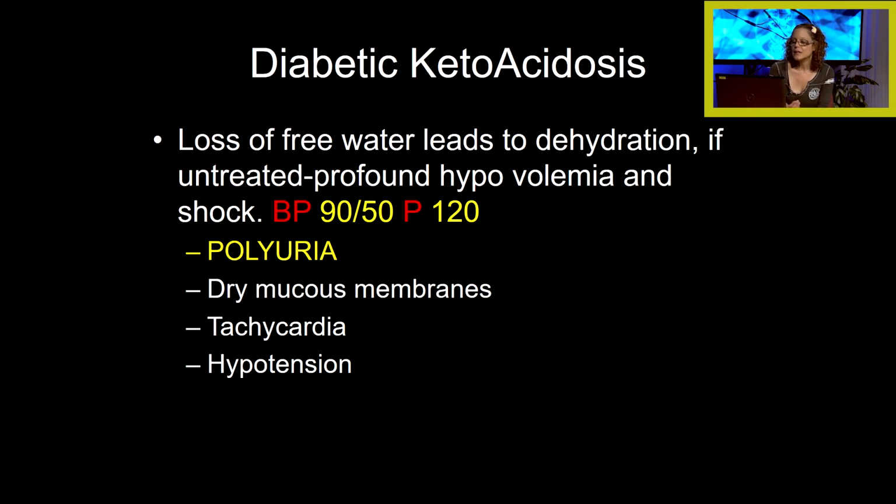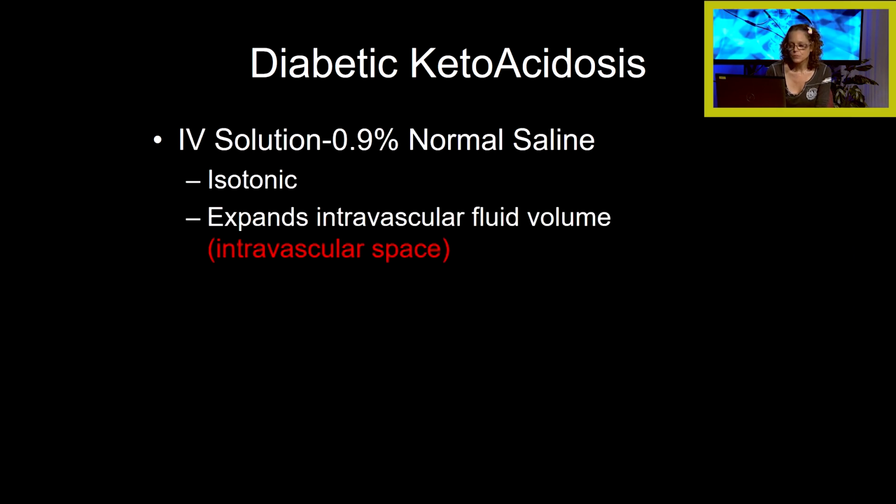So we already see that the blood pressure is low and the pulse is high. These are some of those early signs. The patient may also have dry mucous membranes. They may be tachycardic and they may be hypotensive, like we see in this example.